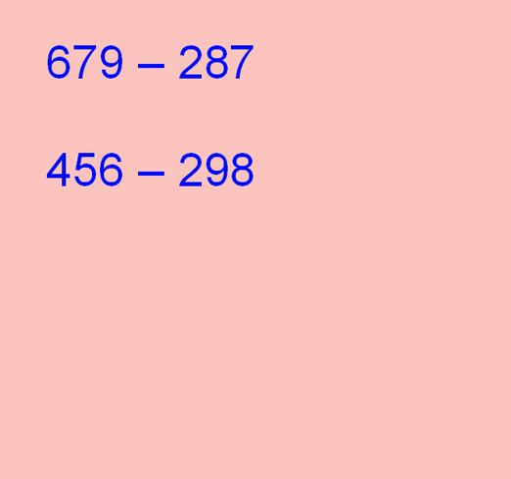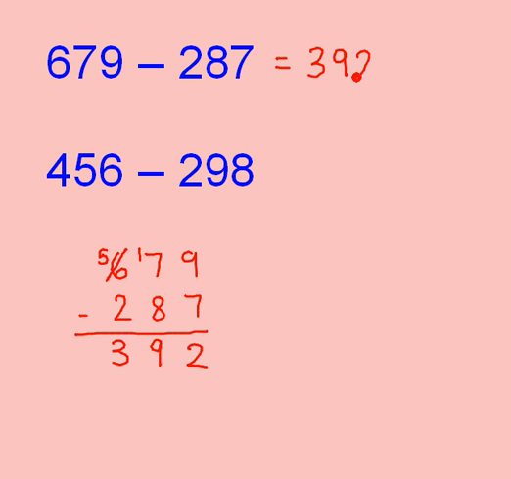For the first question, we're doing 679 take away 287. 9 take away 7 is 2. 7 take away 8 gives us a problem, so we borrow from the 6. The 6 becomes 5 and the 1 we've borrowed goes here. We've now got 17 take away 8 and that's 9. And then 5 take away 2 is 3. So the answer to the first one is 392.